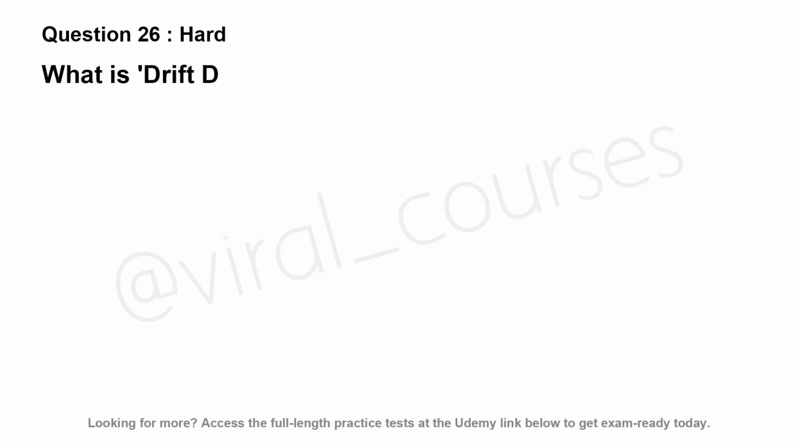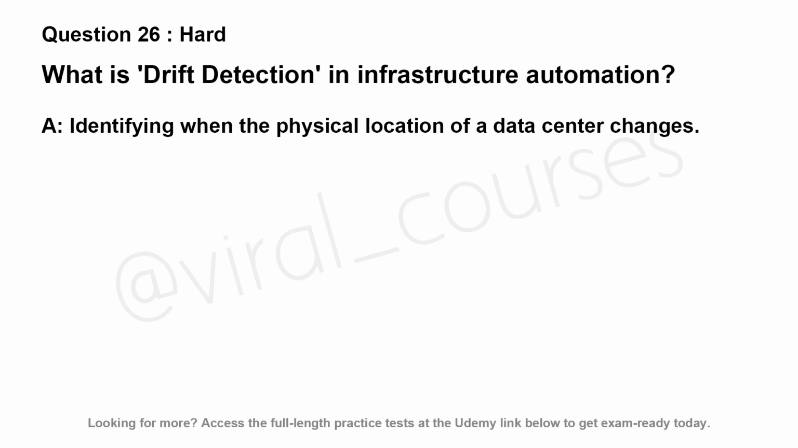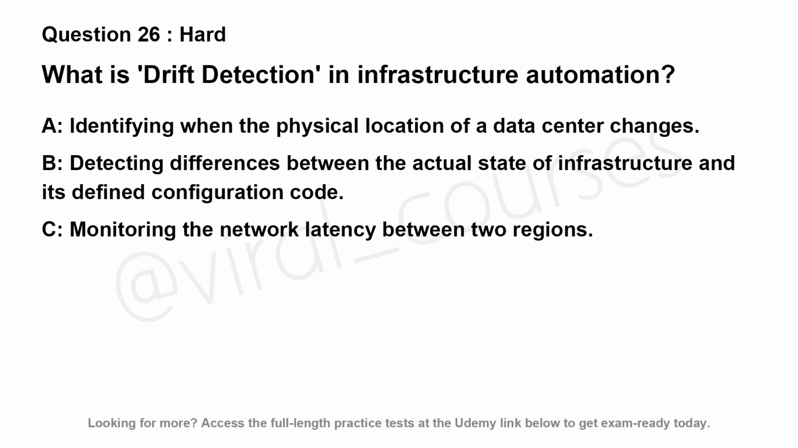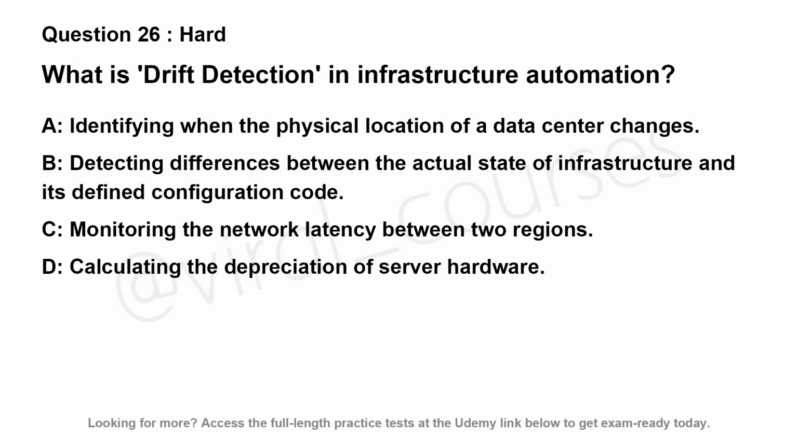What is drift detection in infrastructure automation? Option A. Identifying when the physical location of a data center changes. Option B. Detecting differences between the actual state of infrastructure and its defined configuration code. Option C. Monitoring the network latency between two regions. Option D. Calculating the depreciation of server hardware.